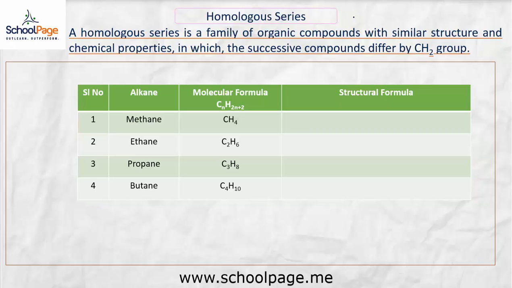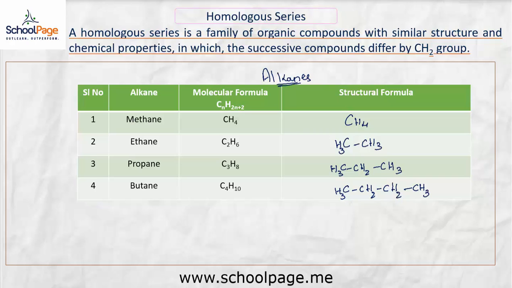Now here given in the table, we can see the homologous series of alkanes. Now let's write the structural formula for the same and recall the difference between them. It is CH4 here, CH3CH3, CH3, CH2 and CH3 for propane. Moving on, for butane, it is CH3, CH2, CH2 and CH3. Now what you are seeing in the table is the homologous series of alkanes.